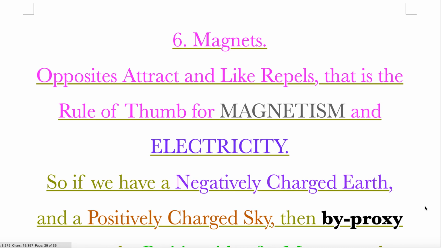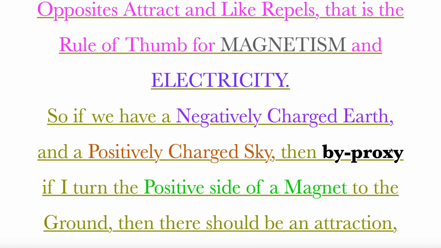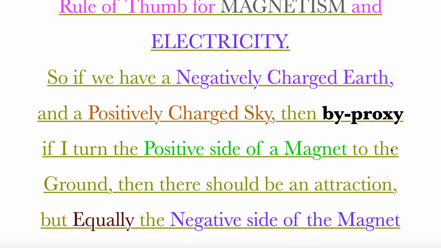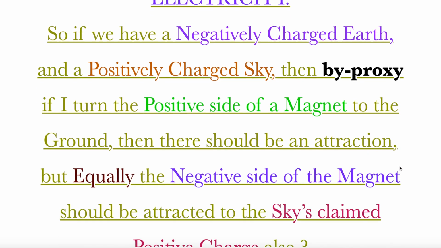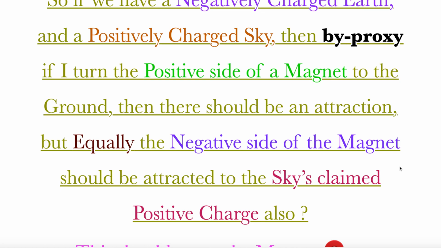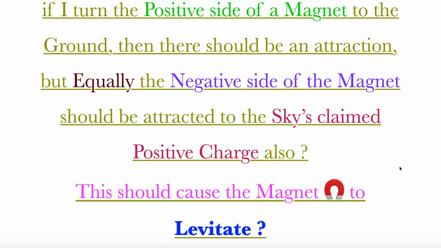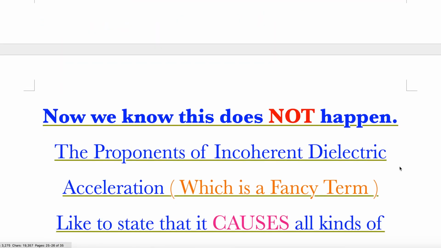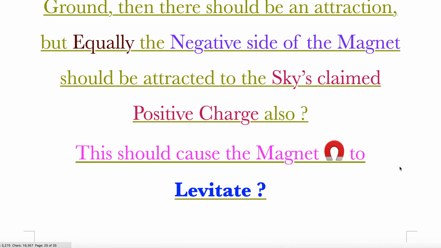6. Magnets. Opposites attract and like repels. That is the rule of thumb for magnetism and electricity. So if we have a negatively charged earth and a positively charged sky, then by proxy, if I turn the positive side of a magnet to the ground, there should be an attraction, but equally the negative side of the magnet should be attracted to the sky's claimed positive charge also. This should cause the magnet to levitate, right? But now we know this does not happen. We don't see magnets levitating.